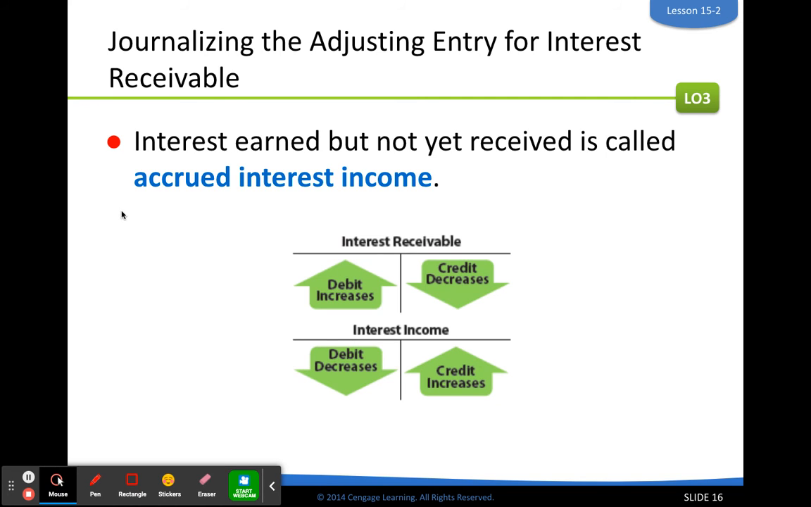Next, we need to do an adjustment for accrued interest. This is interest that we've earned, but we've not yet received. So interest receivable is the account that we're going to use. So think of accounts receivable. It's money that we're eventually going to receive. Interest receivable is interest that we're eventually going to receive. So we're going to debit interest receivable and credit interest income in this example.